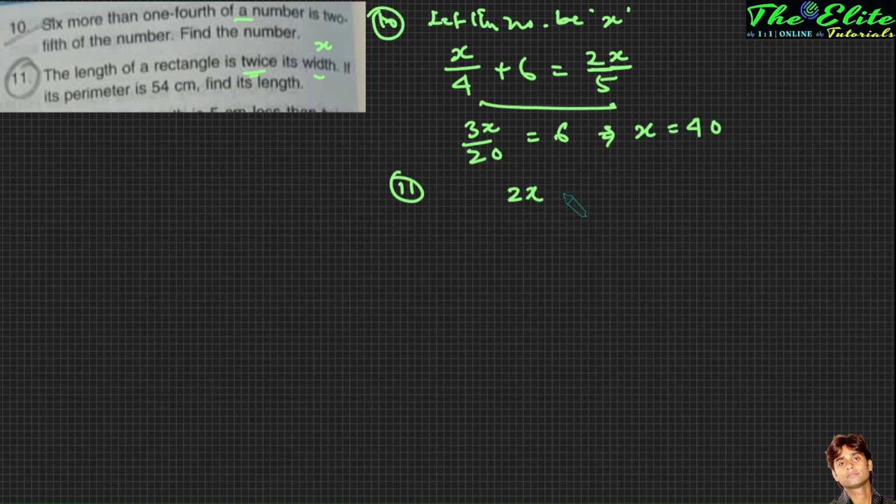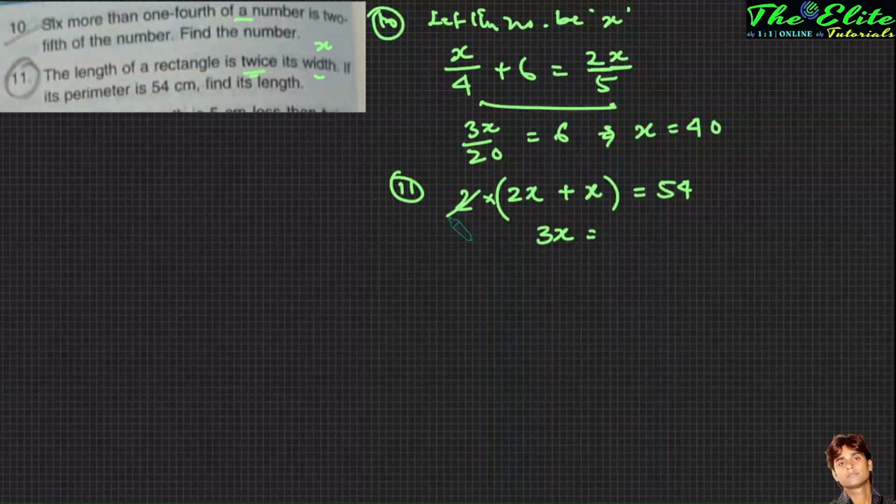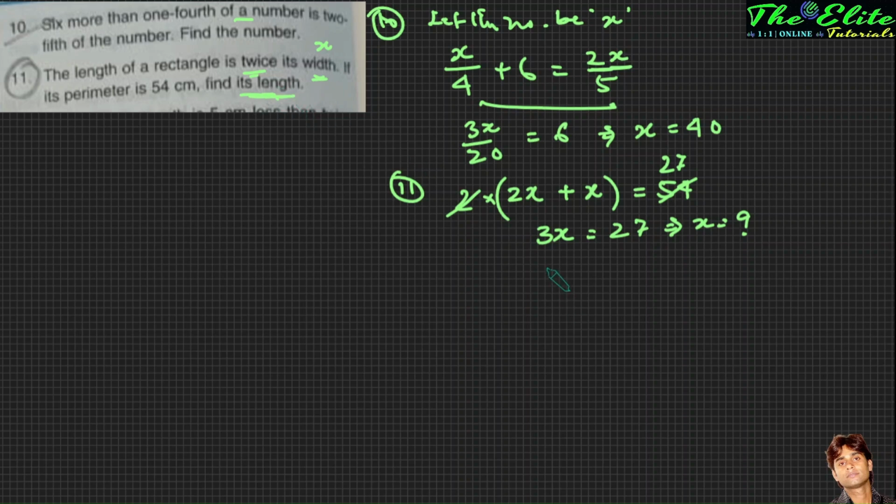Very easy, isn't it? 2x is your length, x is your breadth. The perimeter is 2 times length plus breadth, and it is given as 54. So it is very easy to find the answer. 3x will be equal to 27, after you cancel this. Now everybody knows x is equal to 9. Remember one thing: they are asking length. You have assumed x as breadth, and the length is actually 2 times x. So you will find the length as 9 times 2, that is 18 centimeters.